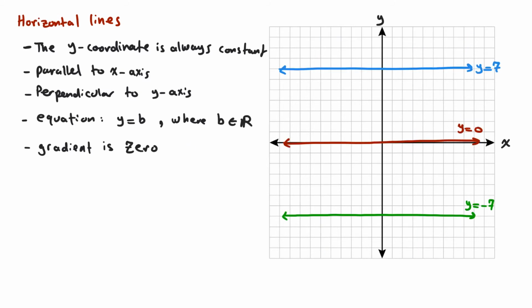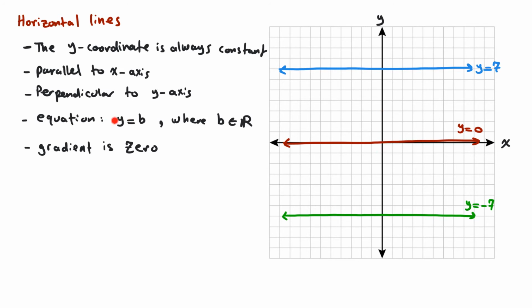Some of the properties of horizontal lines is that the y-coordinate is always constant or the same. So for example, in this one, at this point over here, x is 0 and y is 7. Here x is equal to 1 and y is 7, so the y-coordinate is always the same. Y is always 0 here. Y is always negative 7 over here. These lines, horizontal lines, are always parallel to the x-axis, and they are perpendicular to the y-axis.